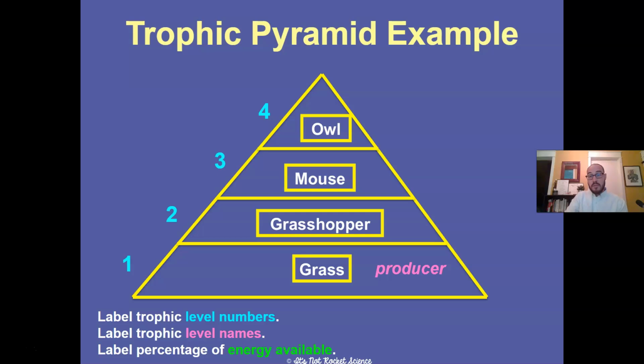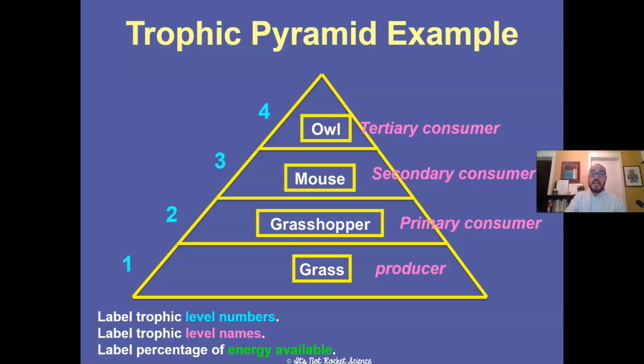So grass is going to be your producer. A grasshopper is going to be a primary consumer. A mouse is going to be a secondary consumer. And an owl is going to be a tertiary consumer. So how is the percent of available energy going to change? Well, it's going to be reduced every time we go up.